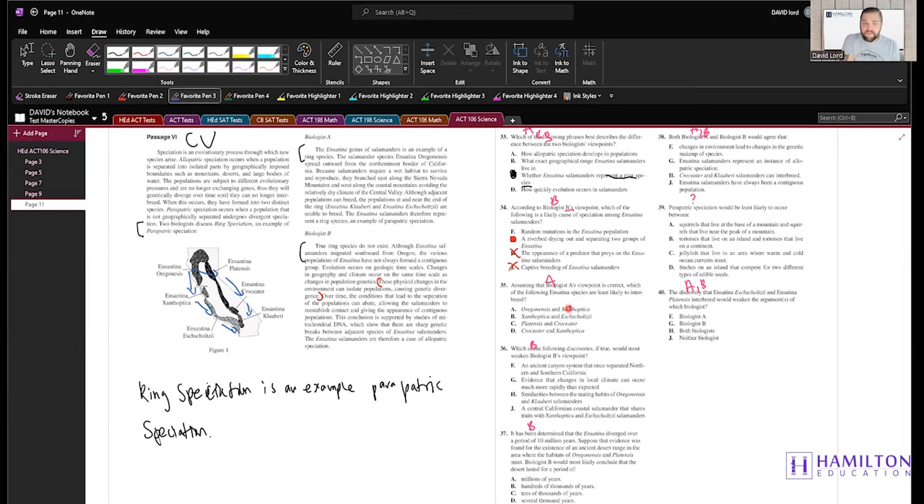So let's see which one of these would be most likely. I'm looking for this one because they're at the end of the ring. So I don't see klauberi with eschscholtzii, but I would probably look for differences between the west and the east. So we have oregonensis and xanthoptica. That would be right next to each other. Those are adjacent, so they're probably likely to interbreed, but not least likely. Xanthoptica and eschscholtzii are again adjacent, so we can cross off A and B.